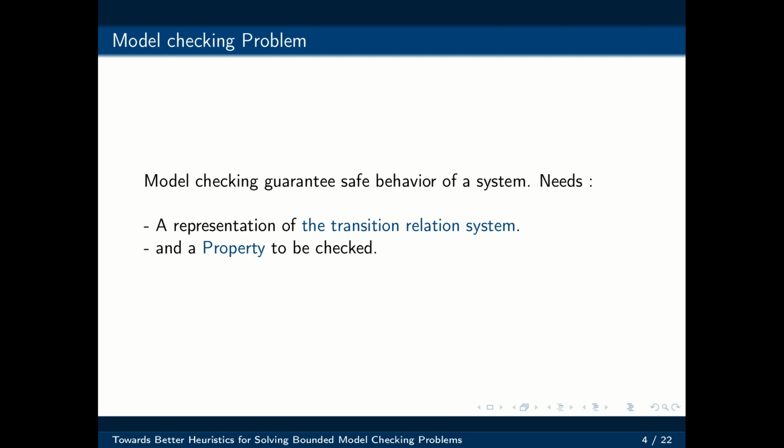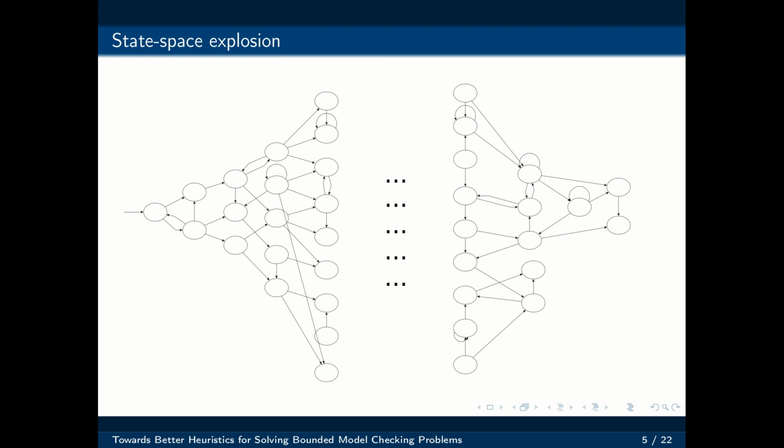So the model checking procedure will guarantee the reliability of the behavior of a given system by performing checks on sets of properties. However, enrolling all the state transition relation will quickly consume a lot of memory, especially when dealing with very complex problems. So to avoid this state space explosion, we will resort to a variant of model checking called bounded model checking.